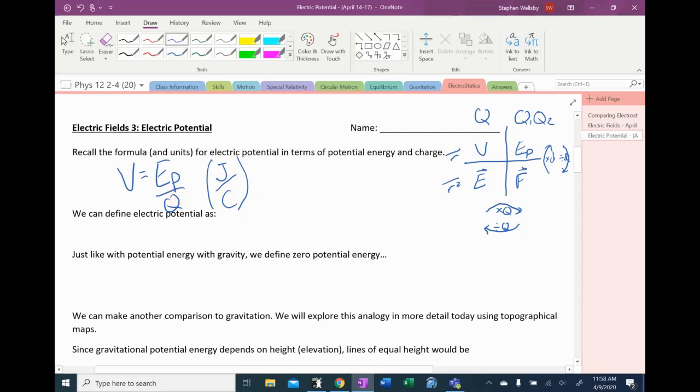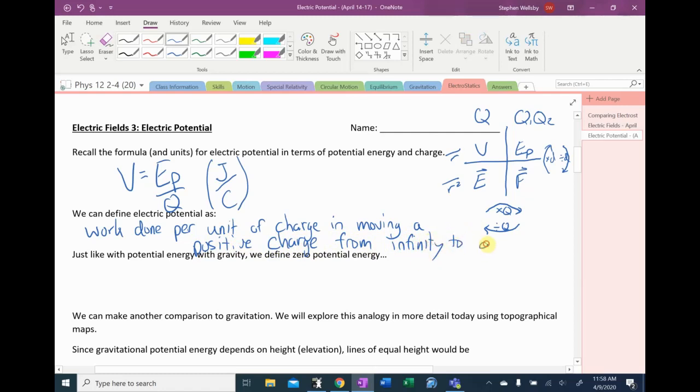And we can define electric potential as follows. We can say that it's the work done per unit of charge in moving a positive charge from infinity to a point.